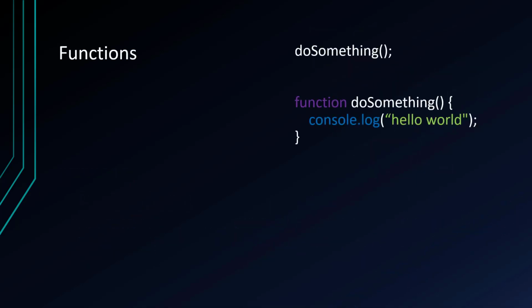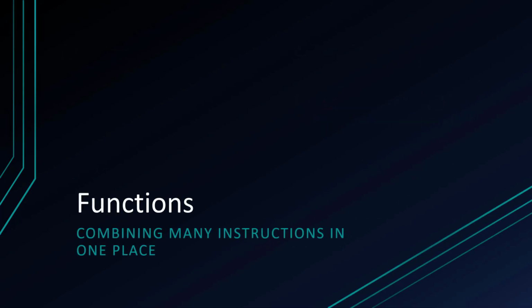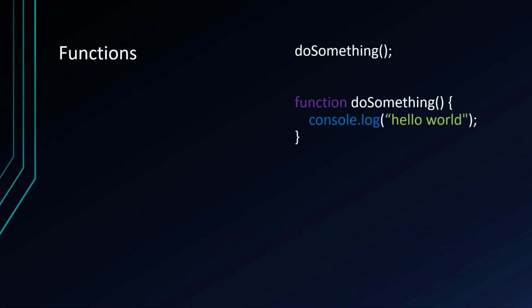Functions are combining many instructions into one place. So here we have a function called do something, and whenever we call on the function, whenever we say do something, it's going to go through the steps within the function. So you can have many steps.